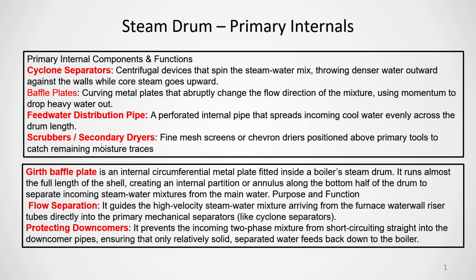Secondary dryer: after the cyclonic separator, the steam enters the steam phase, and you can see the steam water mixture goes inside the dryer. A chevron dryer is there, and from there the water is separated and the steam goes out through the steam pipes at the top of the drum. Then the primary part is over.